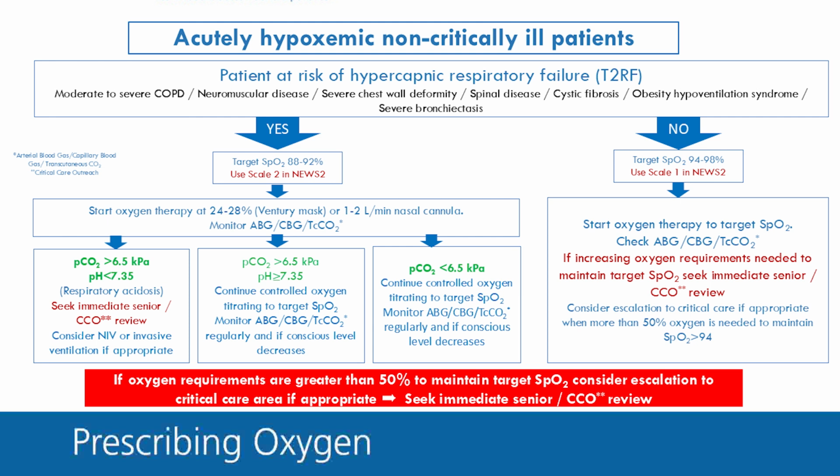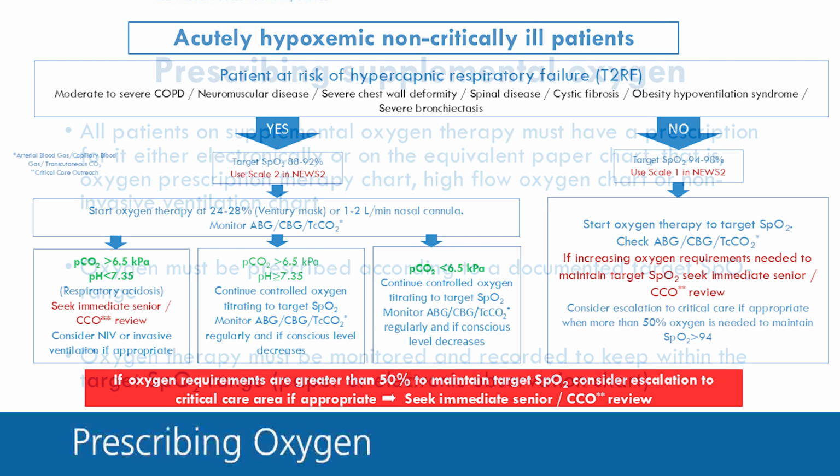If a patient's oxygen requirements continue to escalate and the patient needs more than 50% oxygen to maintain target saturations for more than 4 hours, please seek urgent help. Ensure the patient has been reviewed on the ward by a senior clinician, that an escalation plan has been agreed, and if appropriate, consider referral to critical care outreach team.